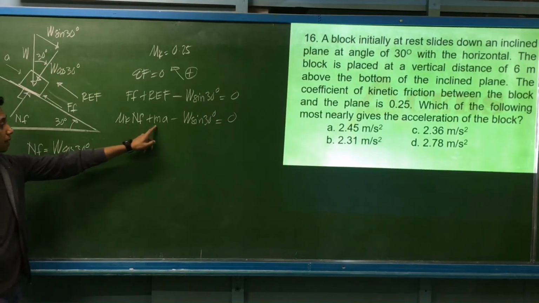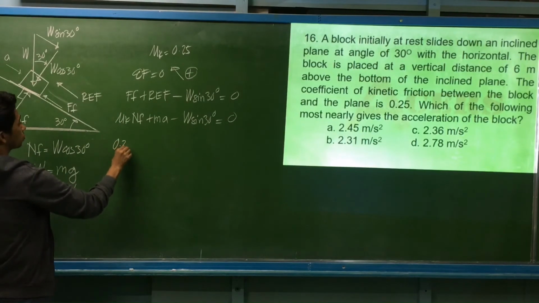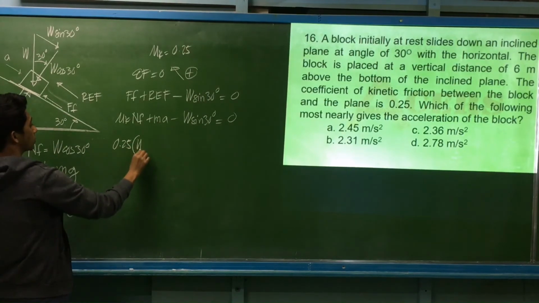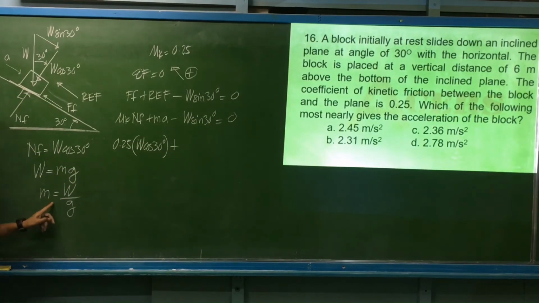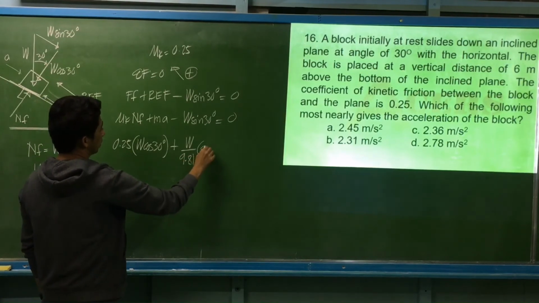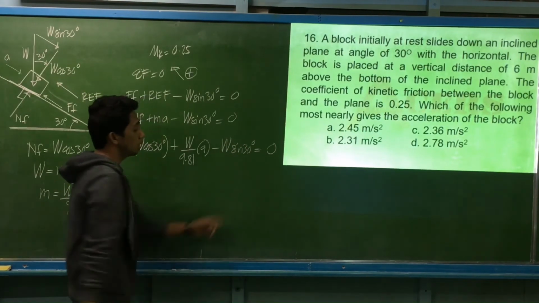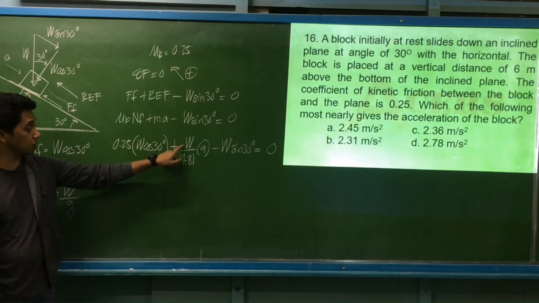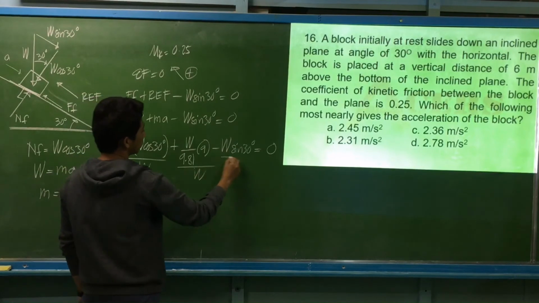So we have, what is the equivalent of mass? Weight is equal to mass times acceleration due to gravity. Therefore, mass is equal to weight divided by the acceleration due to gravity. So what is our mu? The mu is equal to 0.25. Equivalent of normal force is the weight cosine of 30 degrees plus, what is the equivalent of the mass? Mass is weight divided by g, divided by 9.81, multiplied by the acceleration minus the weight times sine of 30 degrees equal to 0. As you can see, all terms have the element of weight. So we may divide all terms by the weight to eliminate the weight.